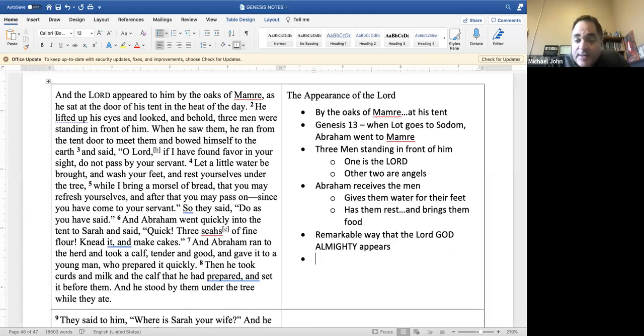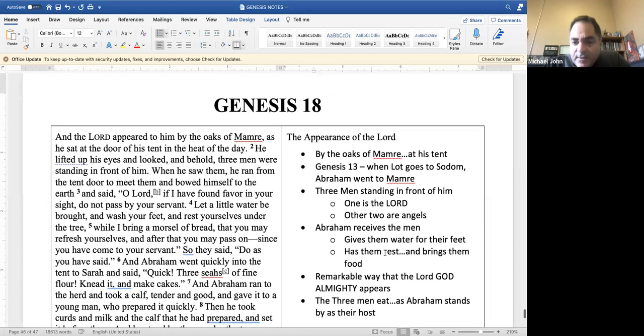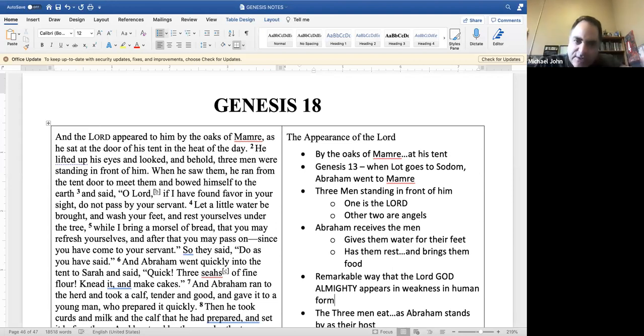So the Lord, the three men eat, as Abraham stands by as a servant, as their host, and so the Lord Almighty appears in weakness, in a human form. So even in the Old Testament, we see this is a clear situation where there's no question the Lord is there, appeared to him, and the Lord appears to him in human form. That is fully human. I mean, not just an appearance of a man, but as a man, one who needs to eat and to rest. It's an incredible scene.